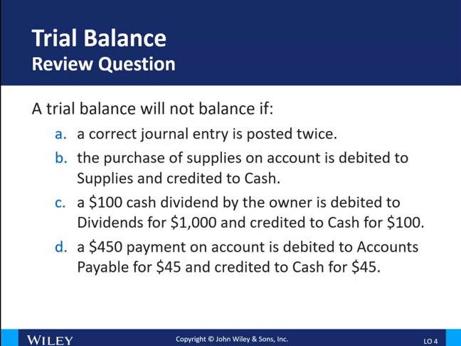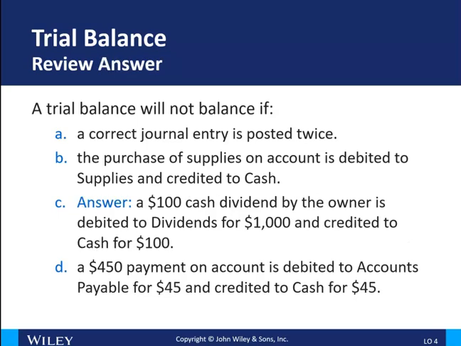They will make the trial balance incorrect and then your financial statements incorrect, but 3 of the 4 will still allow the trial balance to balance. Debits will still equal credits. Since the trial balance proves that debits equal credits, we look for the one where debits don't equal credits, and the answer is C. A $100 cash dividend by the owner is debited to dividends for $1,000 and credited to cash for $100. So we have different amounts in debits and credits. That will cause the trial balance not to balance.